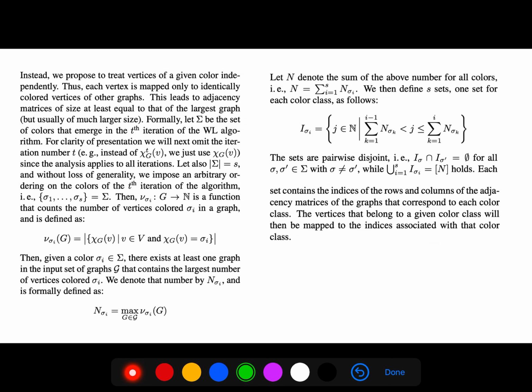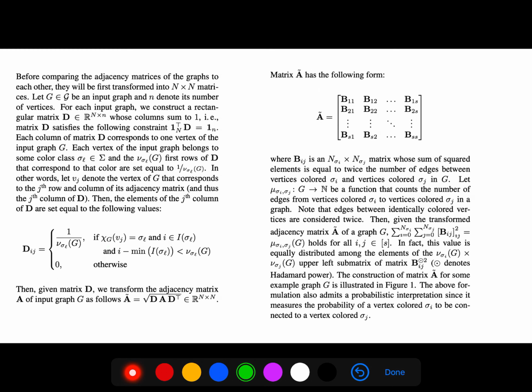So, given a color sigma_i, there exists at least one graph that contains the largest number of vertices, and we denote this by n_sigma_i. So n is the sum of the above numbers over all colors. Before comparing the adjacency matrices of the graphs to each other, they will first be transformed into n by n matrices. The elements of the jth column of D are this.